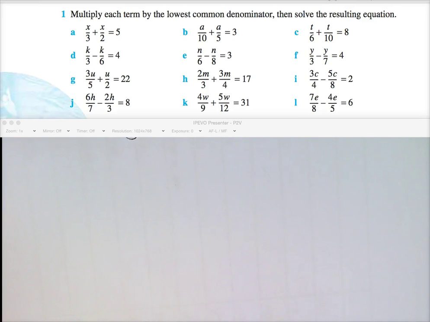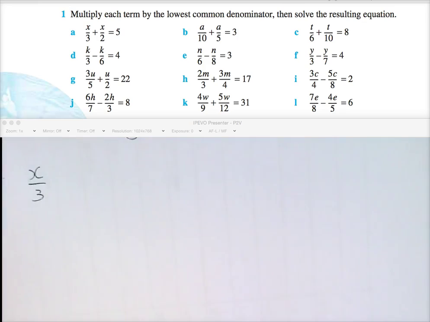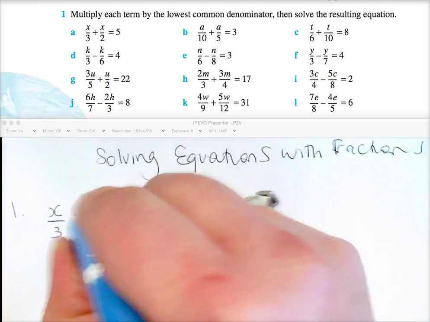Okay, girls, solving equations with fractions. Just watch what I've got here. Solving equations with fractions.